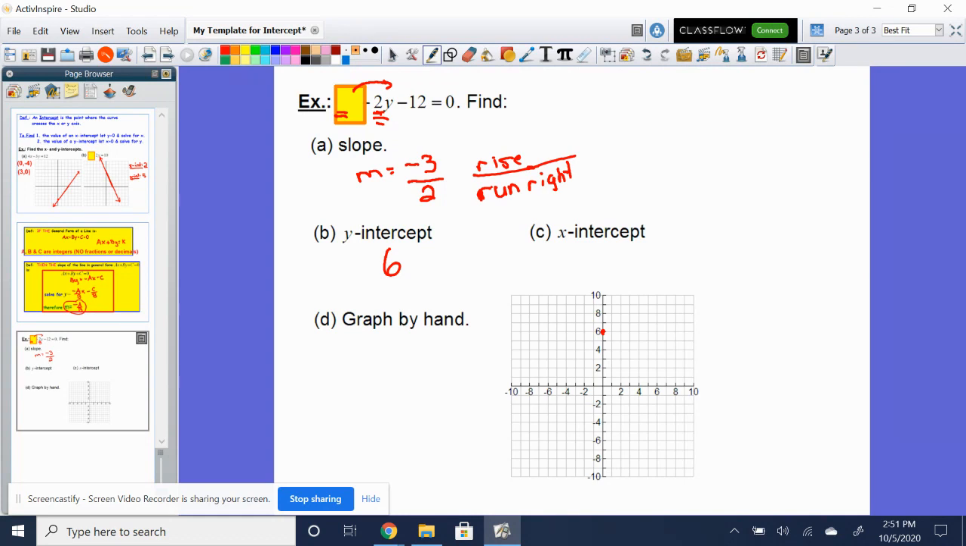Or, since we have to find the x-intercept anyway, I can't grab my box, it doesn't want to come. Uh-oh.